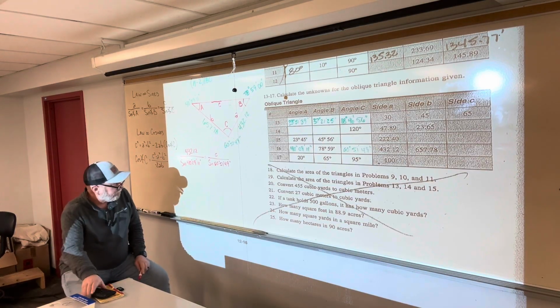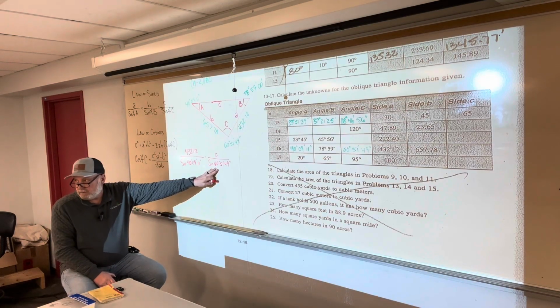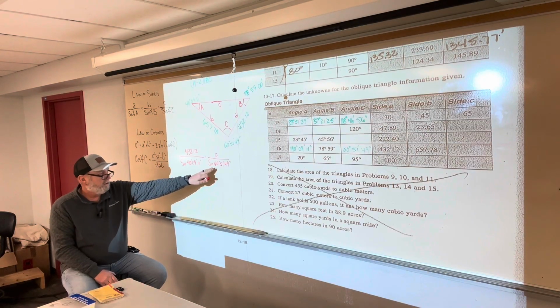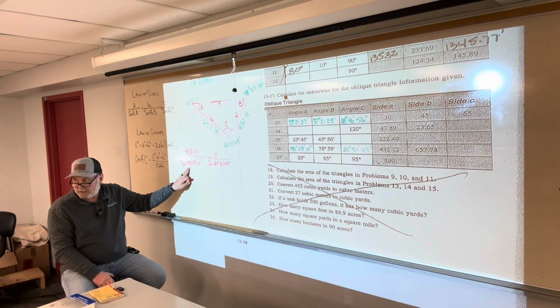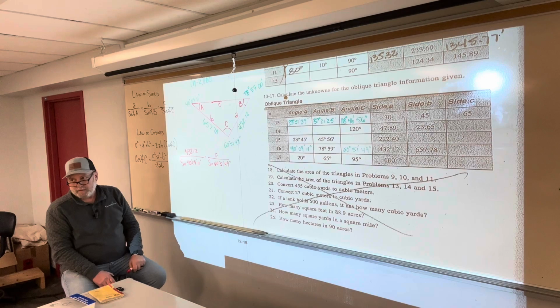So, convert degrees, minutes, seconds to decimal degrees. Then take the sine. For this one here, multiply it by this side. And then take this angle, convert it to decimal degrees, take the sine. And you should end up with what side C should be.